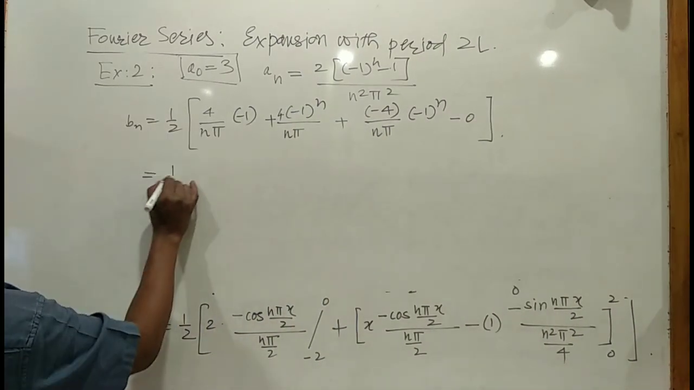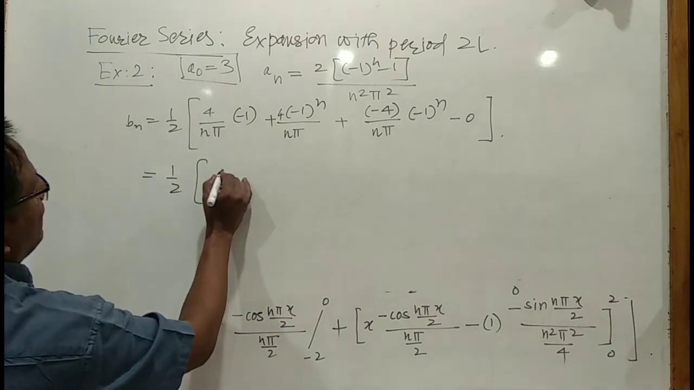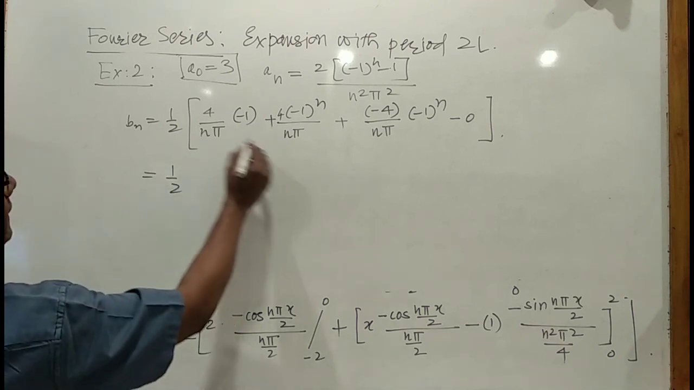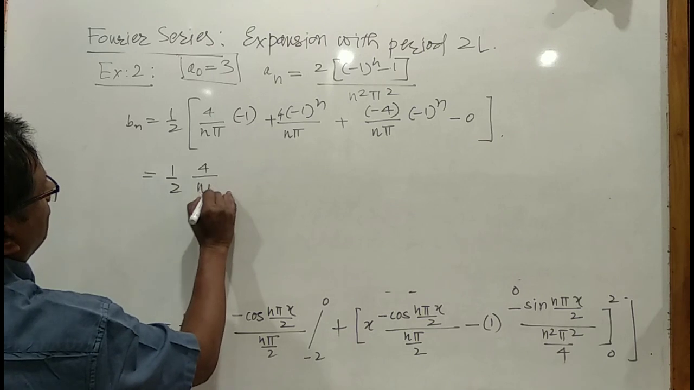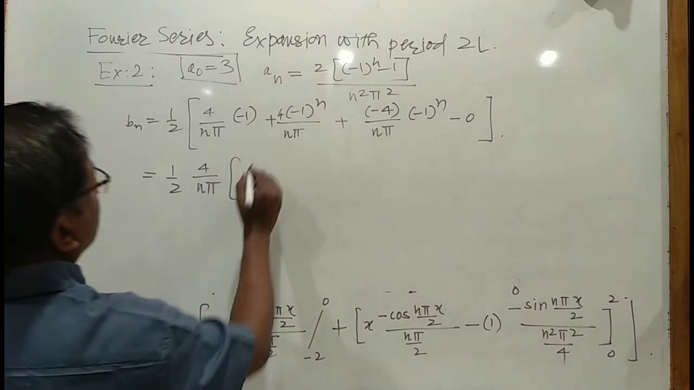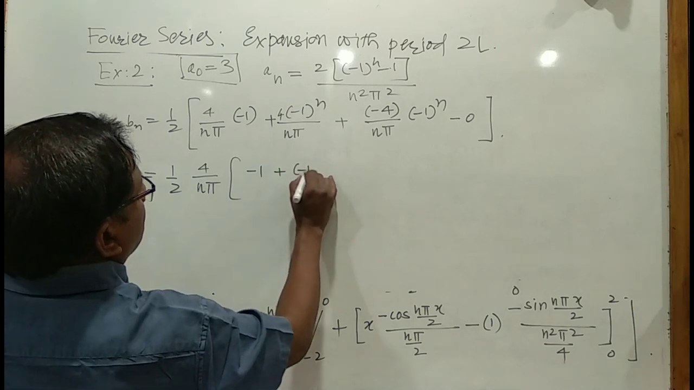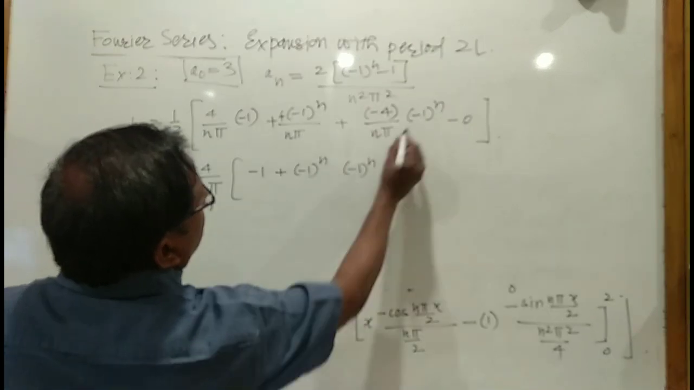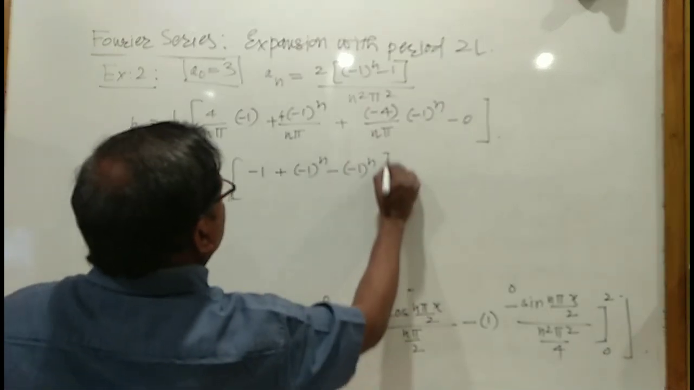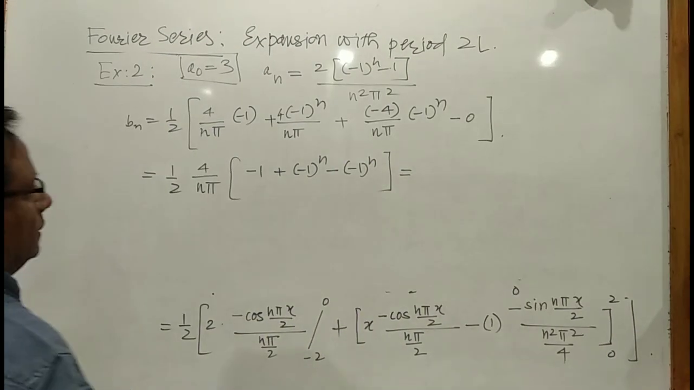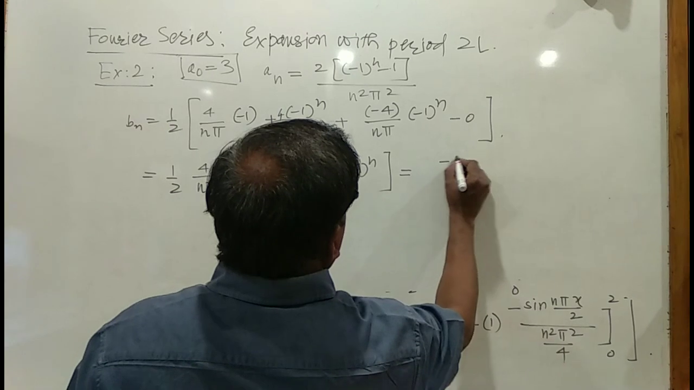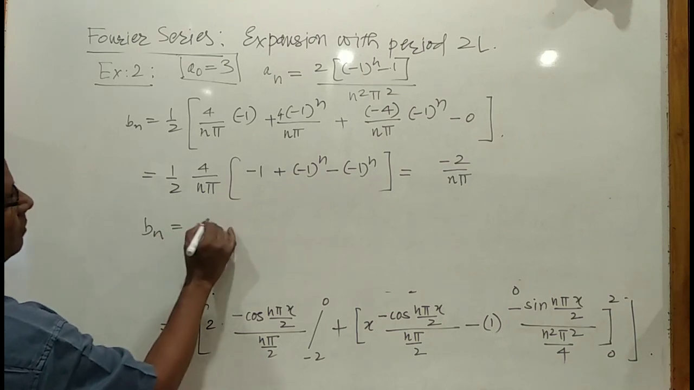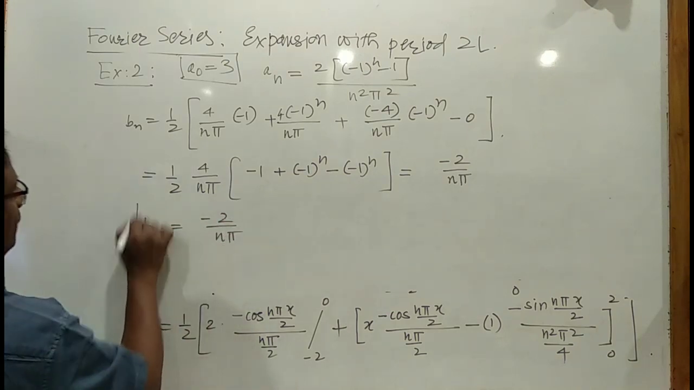So simplify this, this is half minus 4, I will take this 4 upon n pi common outside the bracket. Okay, so this is minus 1, this is minus 1 raised to n, and plus this is minus 1 raised to n, okay, this is minus. So finally, what I get is minus of 2 upon n pi. So Bn equals to minus of 2 upon n pi.